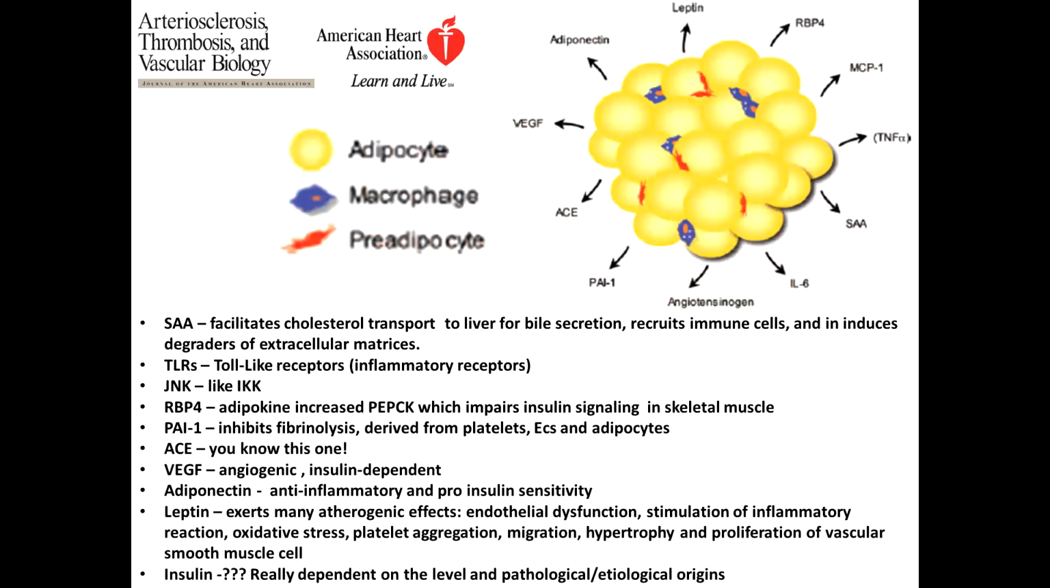Okay, so now here's adiponectin right under VEGF. And remember I talked about obesity, and people that are obese but have healthy vascular systems actually have a higher level of adiponectin compared to leptin. So if you look at them, adiponectin is an anti-inflammatory and pro-insulin sensitivity hormone. Leptin exerts many atherogenic effects. So somebody who is obese but has really high adiponectin probably will never get atherosclerosis. Pretty interesting.